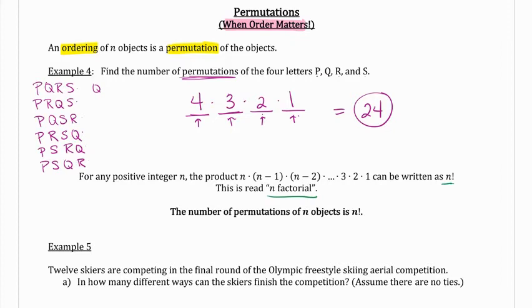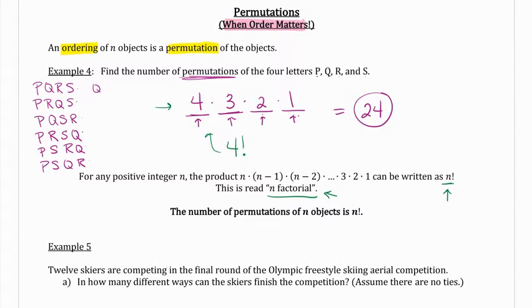But anytime you hear somebody say you need to calculate a number with an exclamation or a number factorial, that means to do what we did here, right? 4 times 3 times 2 times 1. This is the same as 4 factorial. That's what that means, right? 4 factorial means 4 times 3 times 2 times 1. Okay, so there's another way to think of it.